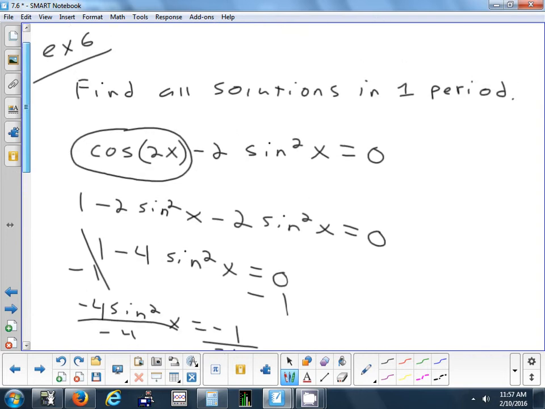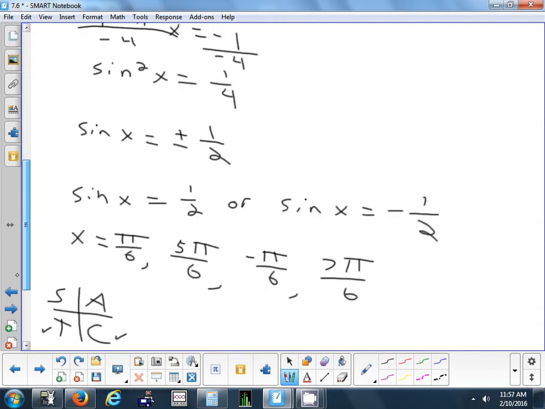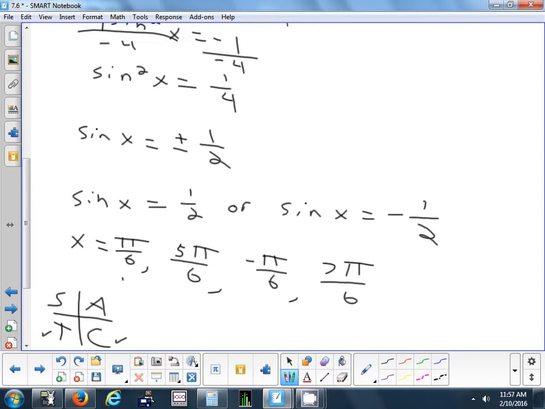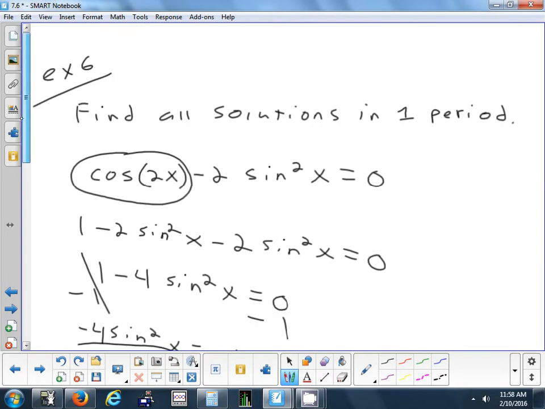Trying to think, did I do this one? All right, so the book had the pi over 6. They had the 5 pi over 6. They had these two. And then, let's see. Let's look at what the period is, because they said one period. I see the problem. What's the period of cosine 2x? Period of this is pi. What's the period of sine squared? So what's the least common multiple? So we only want answers between 0 and pi.